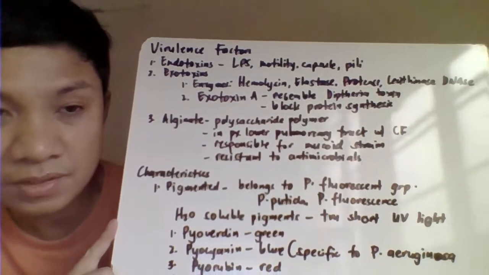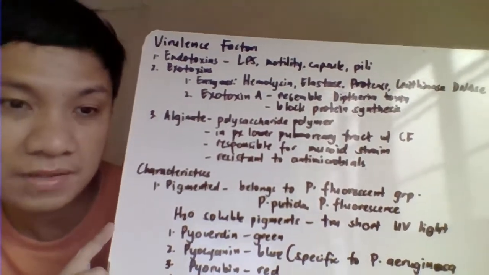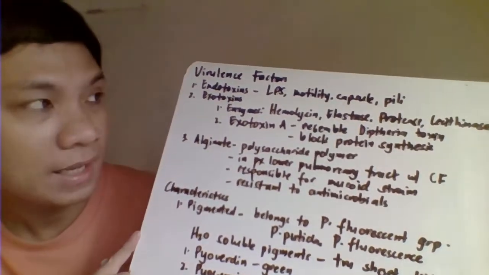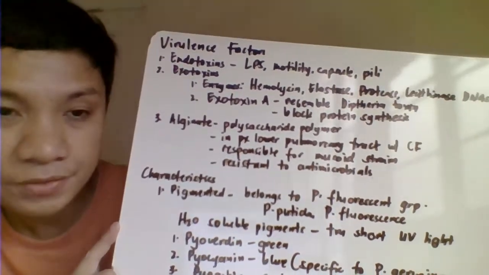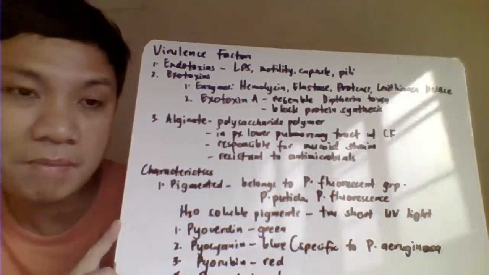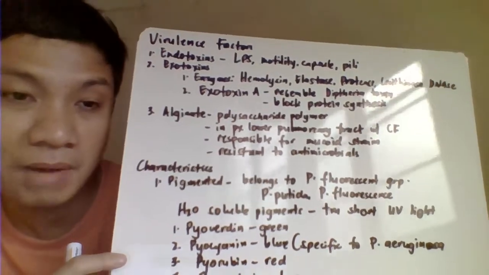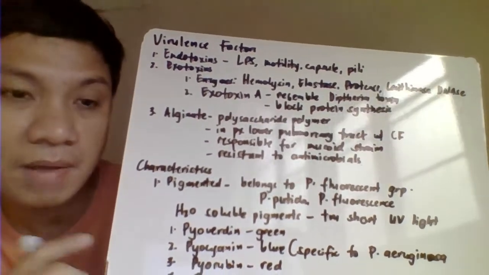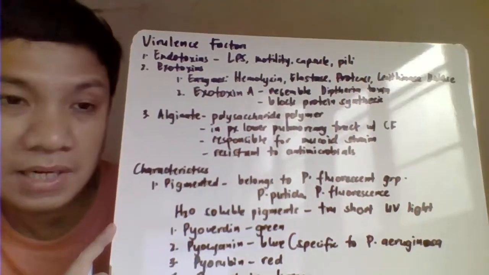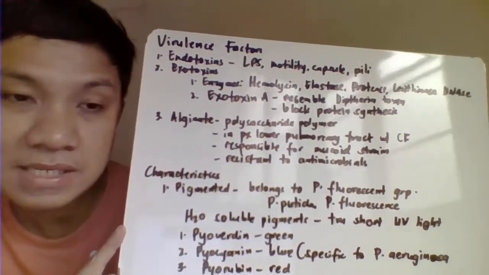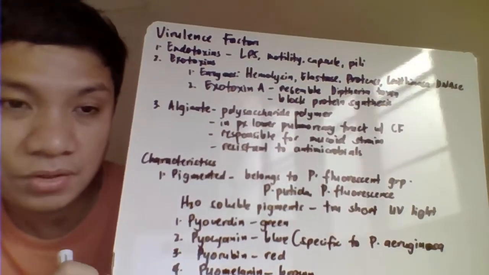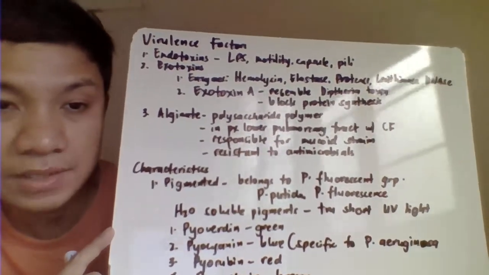Aside from that, it is highly motile. It has flagella, pili, and a capsule, and it also produces exotoxins. Exotoxins are released by the cell, like enzymes. You also have enzymes like elastase, gelatinase, lecithinase, DNase, and hemolysin. The most important exotoxin produced by this organism is exotoxin A.